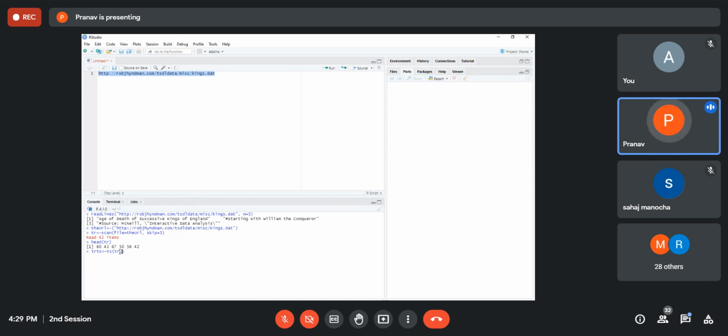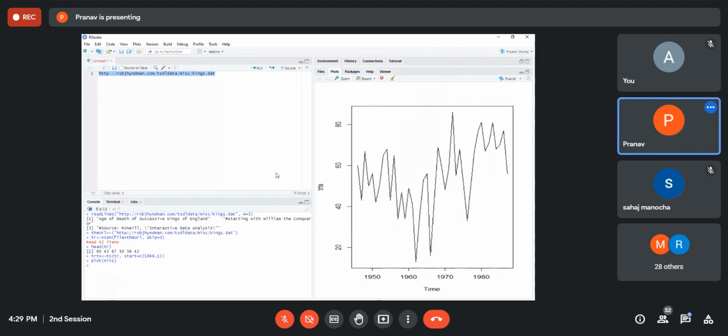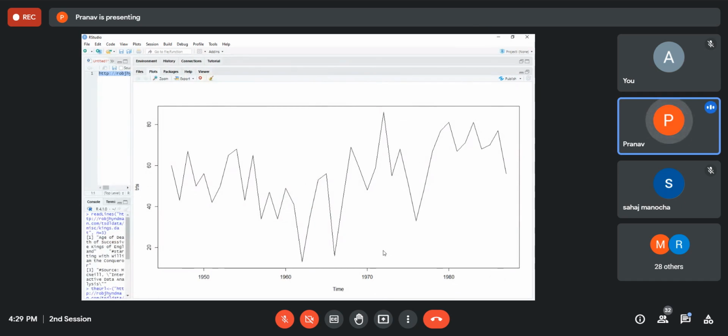TS of TR, let me give any number. Let me say this is 1946, 1. So I'm saying that my data starts from January 1946, and then I mention frequency. If I do not mention it, it will automatically take it as 1. So let me just stop here. Now if you plot, I can simply use plot of TRTS. So this is your data set.